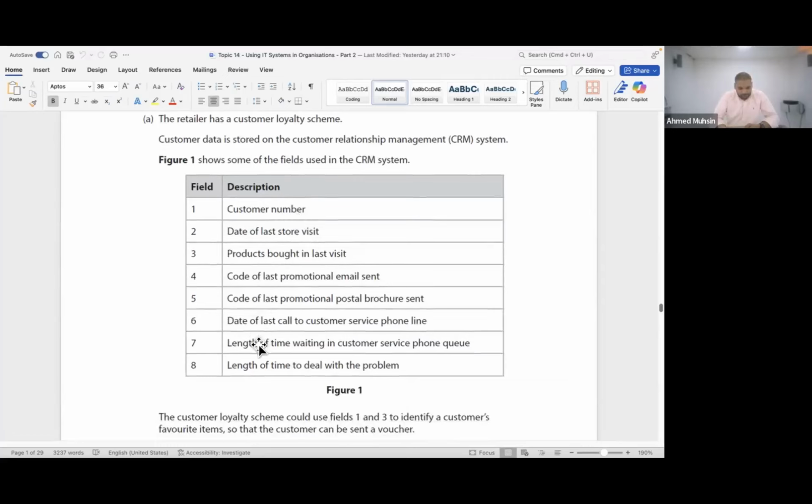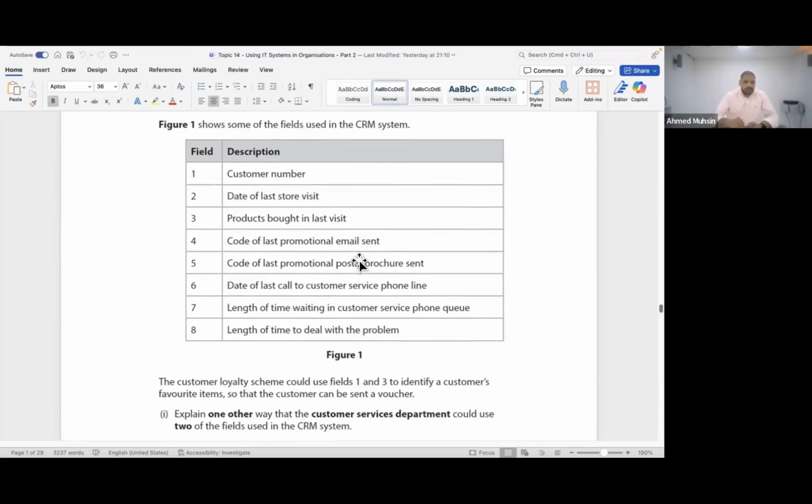Can you guys go through these fields? So you have the customer number, the date of their last store visit, the products that they bought in the last visit, the code of the last promotional email that was sent to them, the code of the last promotional postal brochure that was sent to them. Keep reading it. Date of last call to customer service phone line, the length of time waiting in customer service phone queue, and the length of time taken to deal with whatever their problem was.